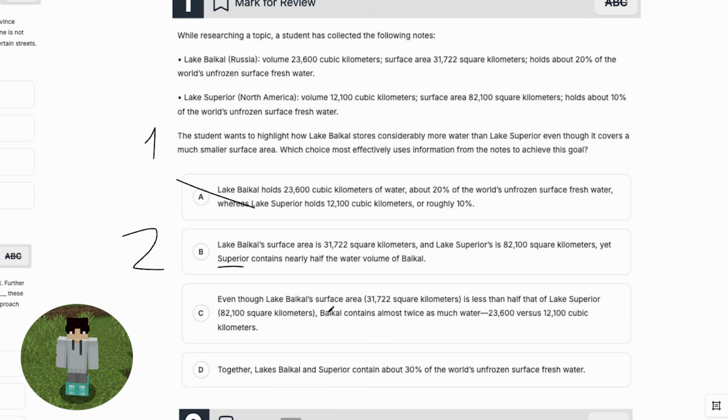C. Even though Lake Baikal's surface is less than half of that of Lake Superior, Baikal contains almost twice as much water, 23,600 versus 12,100 cubic kilometers. Okay, this is much better. We can basically eliminate B because this is definitely going to be much better than B in the worst case scenario, and it's much clearer what it's trying to say here. D. Together, Lakes Baikal and Superior contain about 30% of the world's unfrozen surface freshwater. Okay, this basically gives us nothing, so C must be the correct answer.